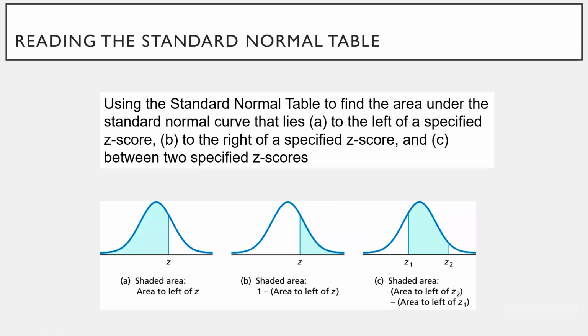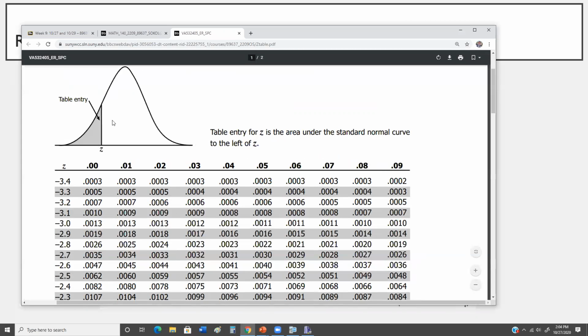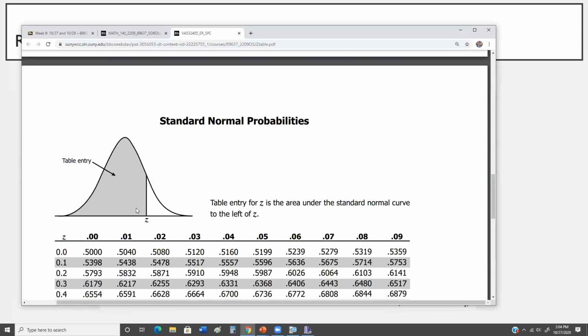So what we're going to do now for the next 45 minutes or so is we're just going to talk about reading the table and then application problems. So if you look back at the table, the table is 2 pages. Do you see this little side here that has just a little area shaded? This one here is for negative z-scores. And then if you scroll to the other page, it looks like there's so much more area shaded. This is for positive z-scores, okay?